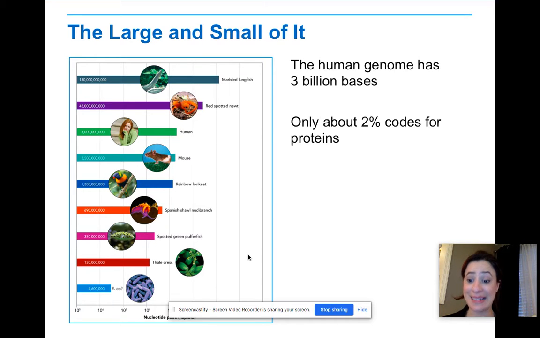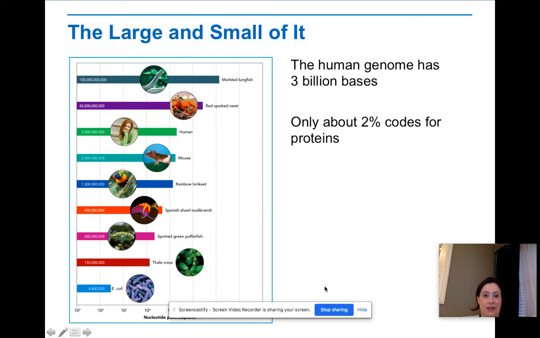So how big is our genome? 3 billion sounds like a lot, but compared to other organisms, is it a lot? So take note of this scale, you see 10 to the 5th, 10 to the 6th, 10 to the 7th. The human genome has 3 billion bases, but only 2% of that actually codes for proteins. So the onion has 5 times as much DNA as ours, and lungfish have 40 times as much.